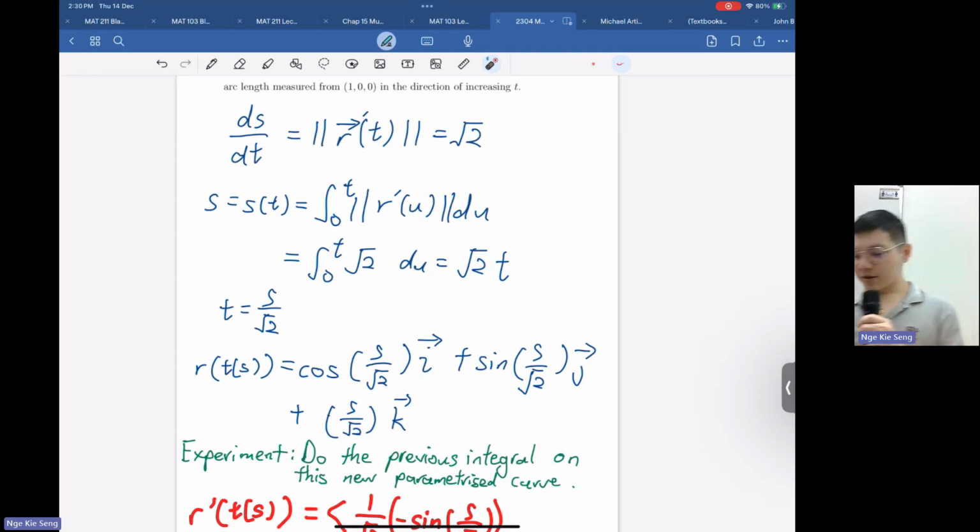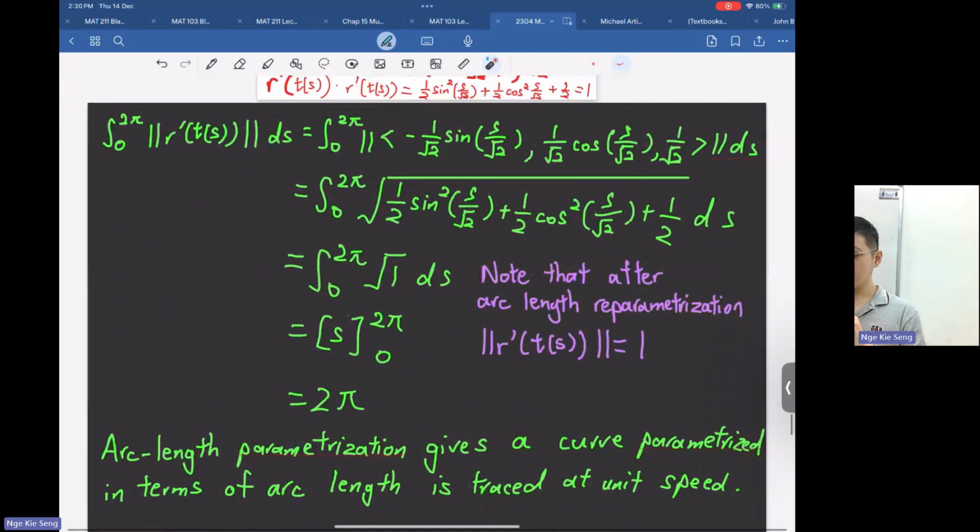So if we do this, what happened to my curve just now? I get back the length of my unit circle, 2 pi. Meaning what have I done actually? I divide my time by square root 2. So I somehow slow down my time.